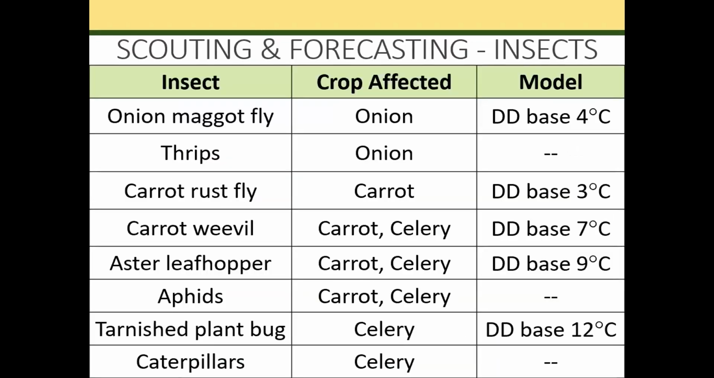And the same thing for our insects. These are the insects that we're generally looking for throughout the season in the crops, and their degree day models that we use to predict when they're emerging or when we expect populations to maybe be a little bit higher.